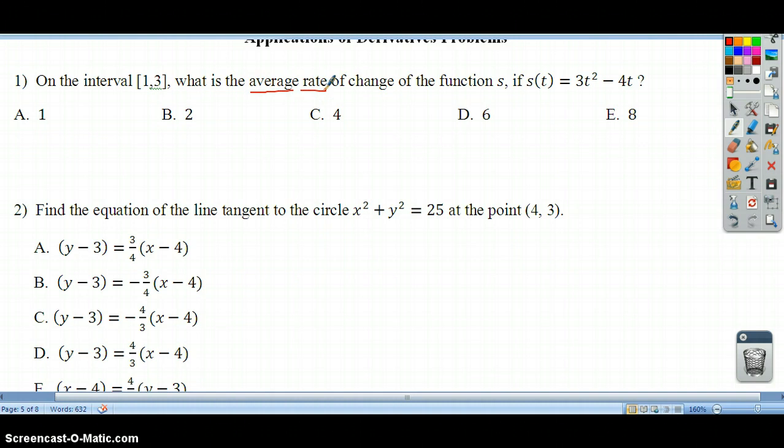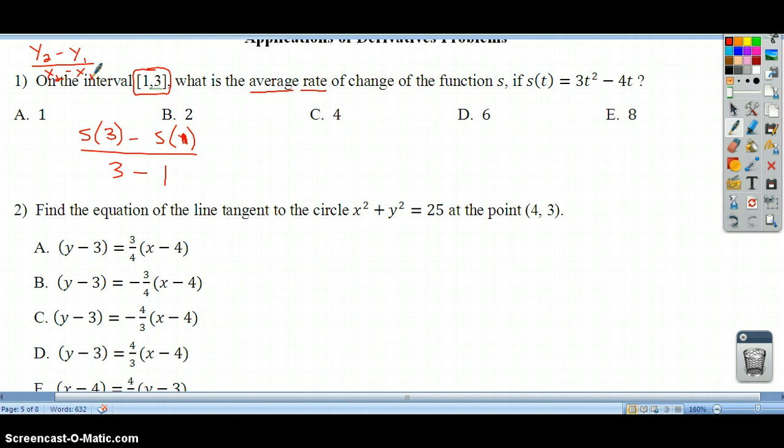And whenever you see an interval, that's kind of a key. It's a hint that you're not going to take the derivative right away. You're going to strictly use the function and just find the slope from 1 to 3. So we're going to use this, s of 3 minus s of 1, all over 3 minus 1. And this is just like the slope formula, y2 minus y1 over x2 minus x1. So we just evaluate s at 3 and s at 1.